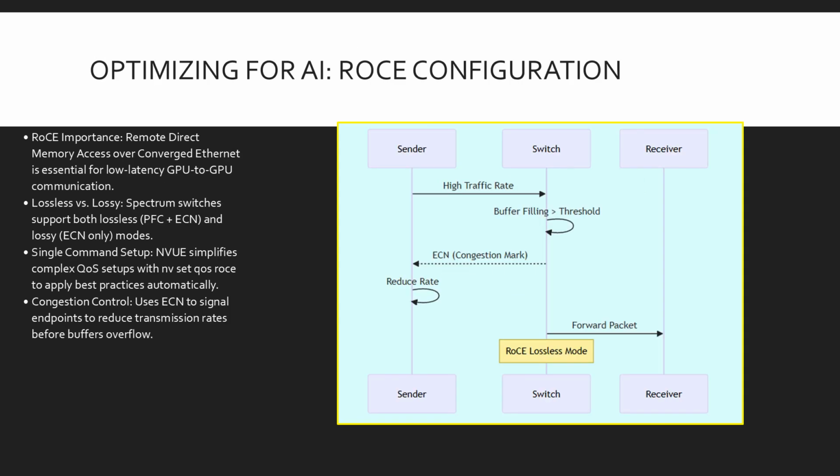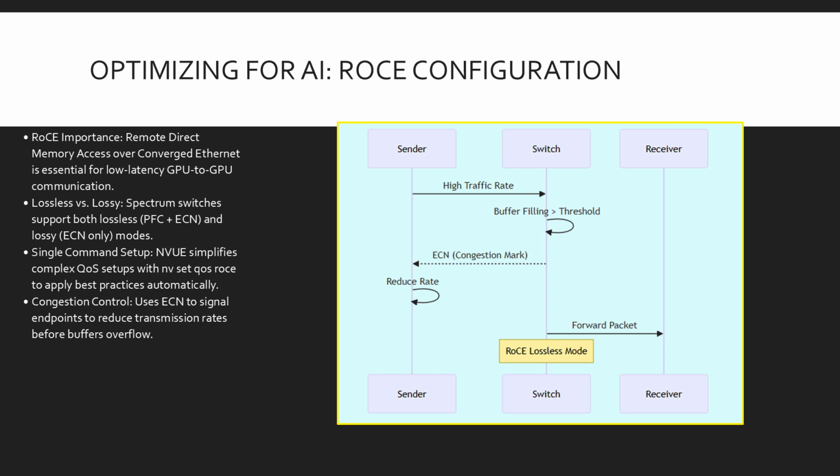Optimization in an AI fabric revolves around ROCE. We must minimize latency and packet drops to keep GPUs fed. Spectrum switches allow us to configure RDMA over Converged Ethernet easily, while you can manually tune priority flow control, PFC, and explicit congestion notification, ECN. NVUE provides a powerful shortcut, nv set qos roce. This single command applies NVIDIA's validated best practices for buffers and traffic classification. We generally recommend lossless mode for AI, which uses both PFC to pause traffic and ECN to signal congestion. Why is this important? Because correct ROCE configuration prevents head-of-line blocking and ensures the high throughput required for training runs.